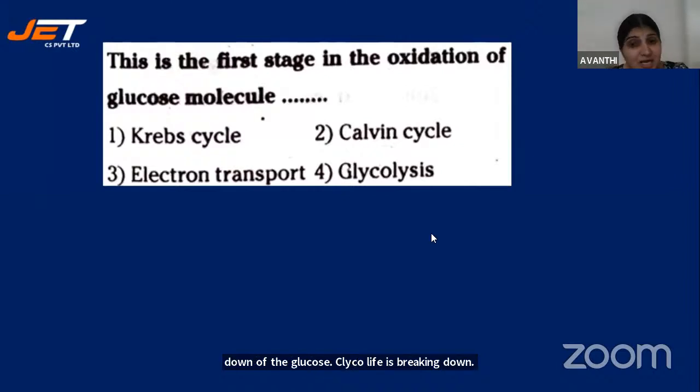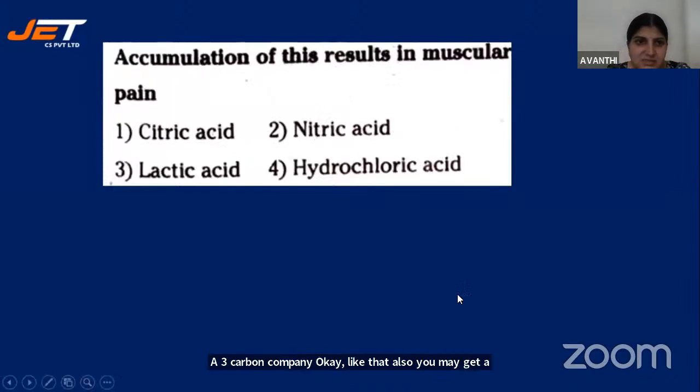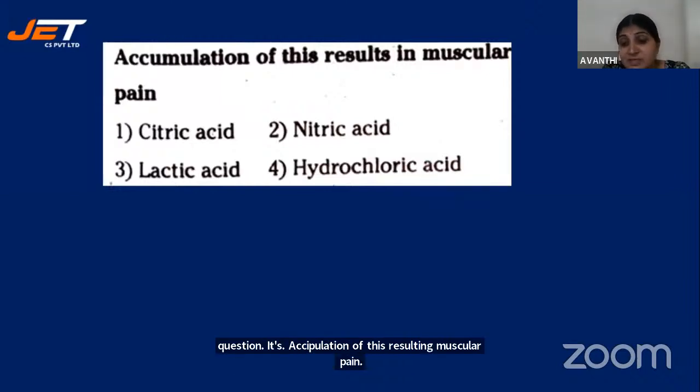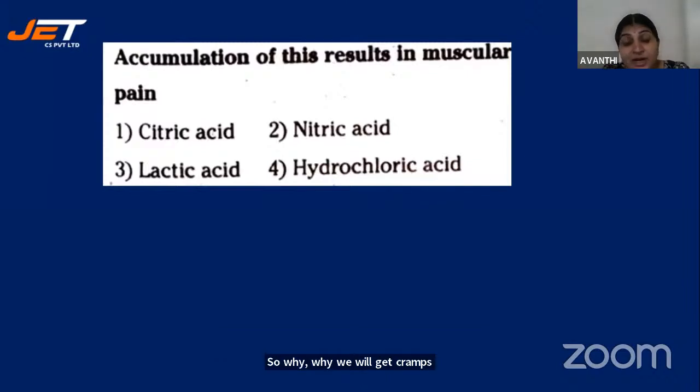Or else the question may be asked the other way. In glycolysis, what is the byproduct? Pyruvate, a 3-carbon compound. Okay. Like that also you may get a question. Accumulation of this results in muscular pain. So why will we get muscular cramps? What happens? Citric acid, nitric acid, lactic acid, hydrochloric acid.